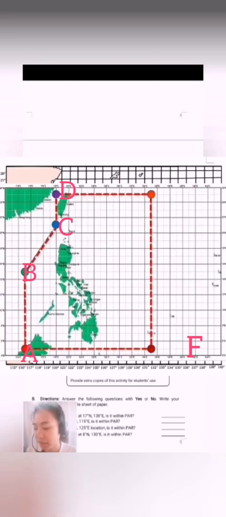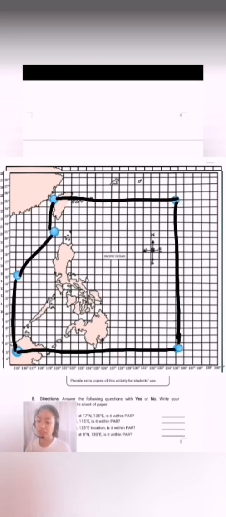Next is we are going to locate point F. 5 degrees to the north, going to 135 degrees to the east. Label it as point F. If you are done plotting, connect the different points. Draw a line. For example, connect point A to point B, point B to point C, point C to point D, point D to E, and E to F. There, you can see the Philippine Area of Responsibility, or the regions covered within the Philippine Area of Responsibility, is inside those points.